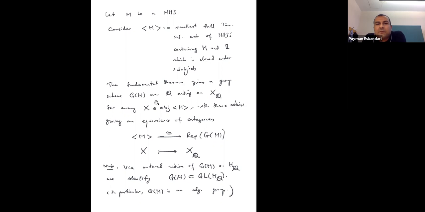But there's a group scheme. It's called G_M over Q, and together with the natural action of this G_M on every object X of this subcategory, this guy naturally acts on the underlying rational vector space of the object. So every object now becomes a representation of this, and these actions are compatible with the morphisms. You get a functor from this category to the category of representations of G_M, and this is actually an equivalence of categories.